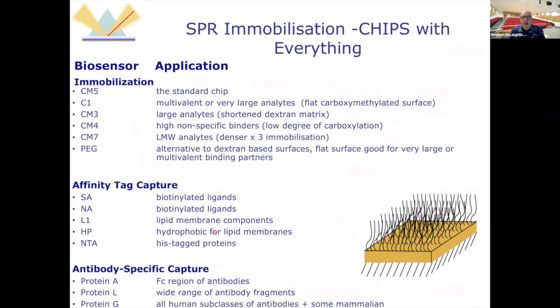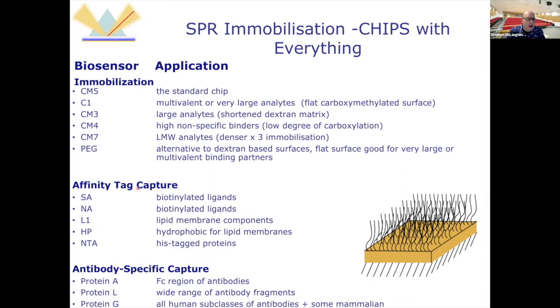Okay, so what kind of chips can you use? Well, there's a standard chip, which is a CM5 chip, and then there are different types of dextran chips for different types of experiments, such that you've got very, very large analytes, or you need a much denser dextran layer for low molecular weight analytes. Alternatively, there's a PEG one that they've brought out, which is good for very large and multivalent binding partners.